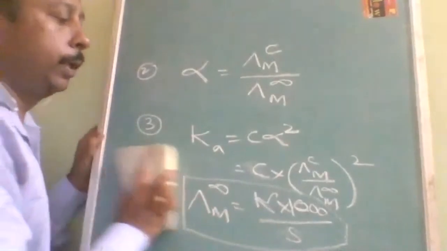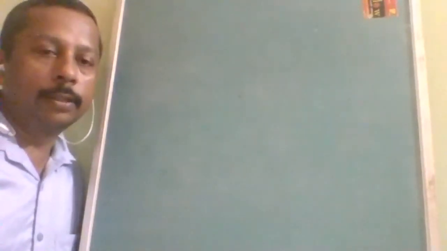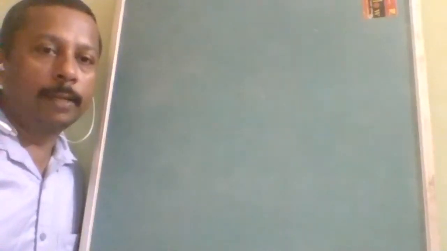So these are the four applications of Kohlrausch's law. How many applications does it have? Four. What are those? The first one is to find the molar conductivity of a weak electrolyte at infinite dilution. The second is to find the degree of dissociation. The third is to find the dissociation constant. The fourth is to find the solubility and solubility product of sparingly soluble salts. Is it understood? So this is about the terms used and their applications.